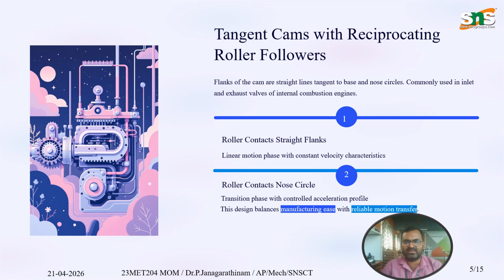Tangent cams with reciprocating roller followers are used in reciprocating engine mechanisms. The flanks of the cam are straight lines tangent to the base or nose circles, commonly used in the inlet and exhaust valves of internal combustion engines. There is a linear motion phase with constant velocity characteristics, and a transition phase controlled with an acceleration profile. In our previous class, we discussed the velocity and acceleration of reciprocating mechanisms. The same things will be followed here also.